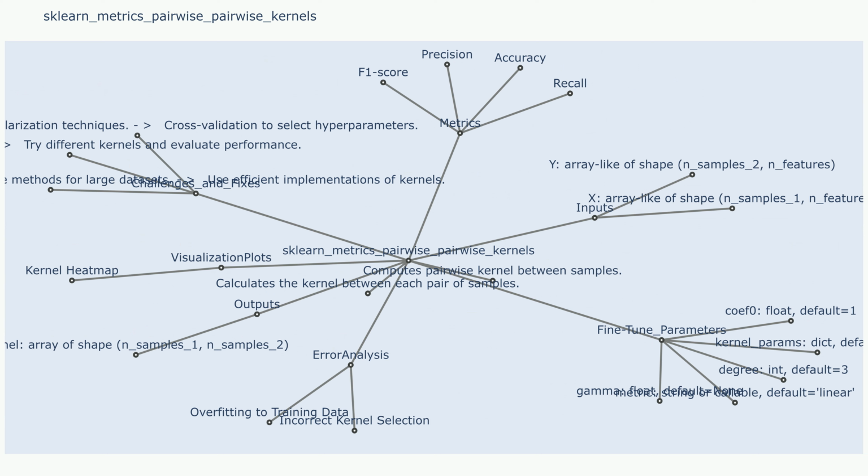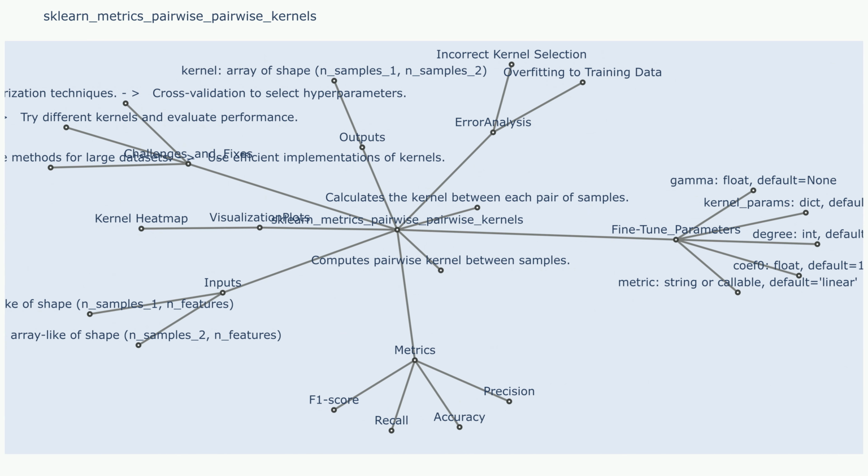Metrics: accuracy, not directly applicable as pairwise kernels calculate similarities, not predictions. However, the calculated kernel values can be used in subsequent models like SVMs, whose performance can be evaluated using accuracy. Recall, not directly applicable as pairwise kernels calculate similarities, not predictions. However, the calculated kernel values can be used in subsequent models like SVMs, whose performance can be evaluated using recall.